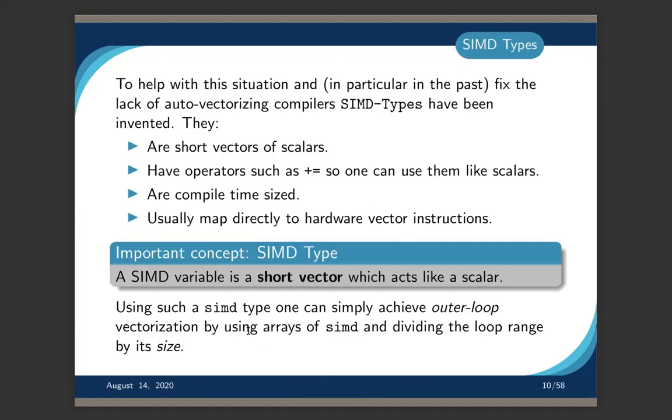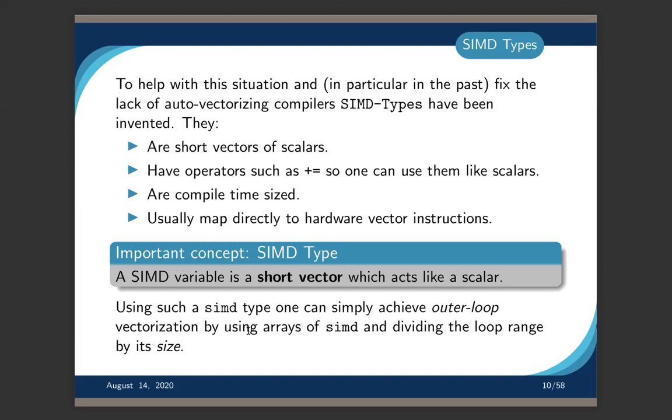And that's where SIMD types help. SIMD types were introduced partly for that, but partly also because we didn't have auto-vectorizing compilers back in the day. What SIMD types are is essentially short vectors of scalars. They have all these operators like plus equal, times equal, et cetera, on them. So you essentially can use them as if they were scalars. What we do is just element-wise operations. They're usually compile-time sized, and we usually map directly to some hardware vector intrinsics like AVX512 and stuff like that. So an important concept here is that a SIMD variable is a short vector which acts like a scalar.